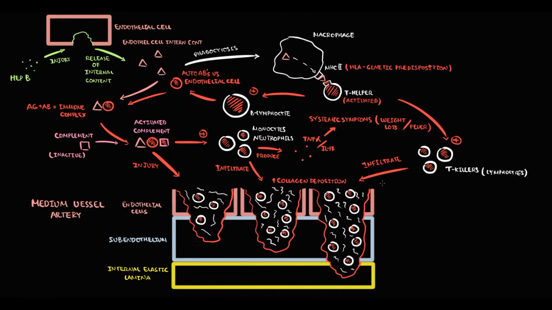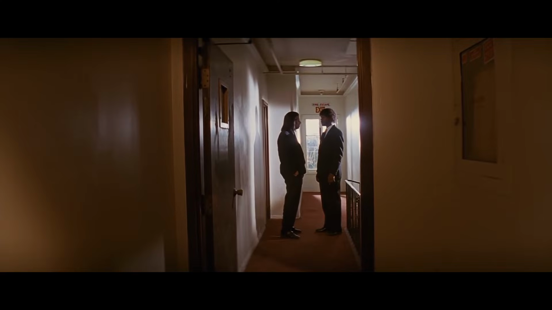Tissue necrosis, which is characterized by the presence of fibrin and immune complexes within the blood vessel wall, we call fibrinoid necrosis.